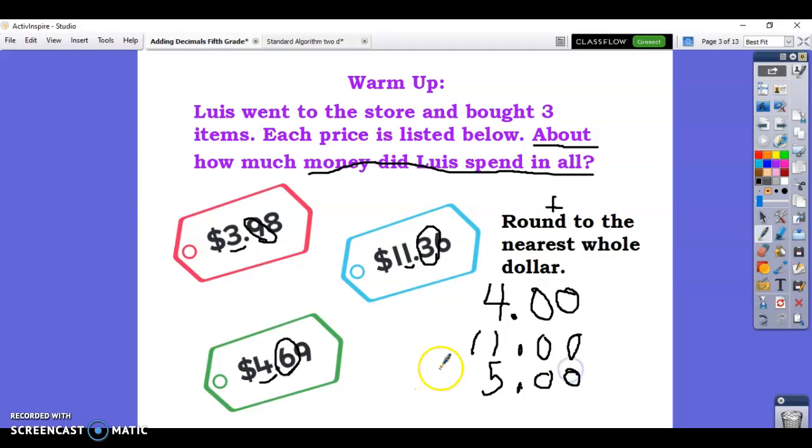So we lined them up. There's our symbol. I'm going to drop down my decimal point here. And I'm going to add in a 0 here, and a 0 here, so that there are no holes. And then once we add, we have 0, 0, 0, 0. 4 plus 1 is 5. 5 plus 5 is 10. Regroup and carry. And this should be 2. So about how much money did Luis spend in all? He spent about $20.